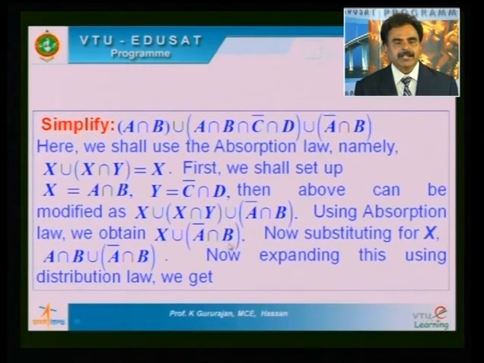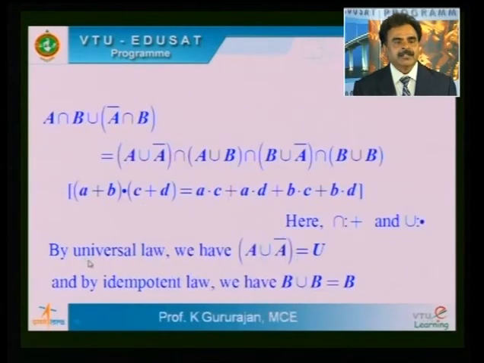So it reduces to X union A complement intersection B. Now, what will I do? I will substitute for X here. X is A intersection B, so we get A intersection B union A complement intersection B. Now I will apply the distributive law, the law of distribution, and I will expand it.